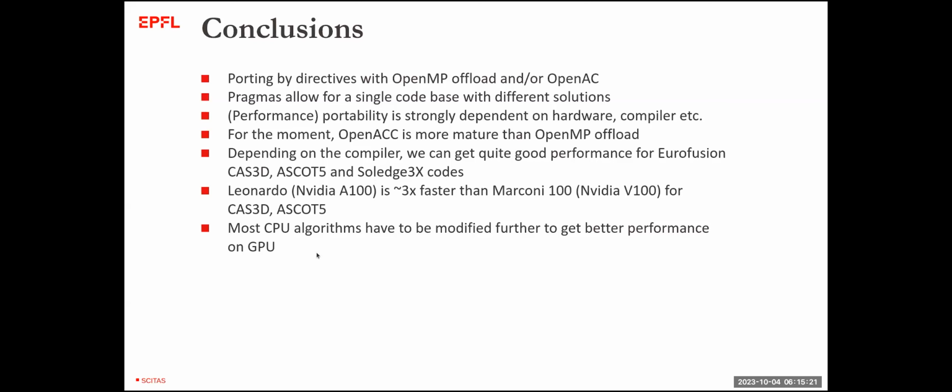But generally, as we're doing this, we see that most of the CPU algorithms do have to be modified to get better performance on GPU. So I gave the example in ASCOT 5 that we had everything that was done for each set of particles. It needed reorganizing so that it was done for each event. Sometimes we just can't avoid that. We need to reorganize the code somewhat to get better performance. So I think that's my time.